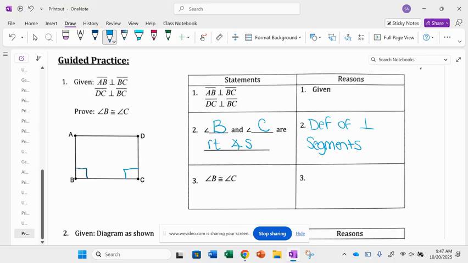So our reason is always telling the reader what led me to make this conclusion. What was it that led me to make this conclusion? Well, I know the definition of perpendicular, and that made me say that they were right angles. All right, so now we have angle B is congruent to angle C. Well, didn't we just state that they were both right angles? And didn't we just learn a theorem that right angles are congruent? So that's what we can write. We can say right angles are congruent. And that's a theorem that we just learned.